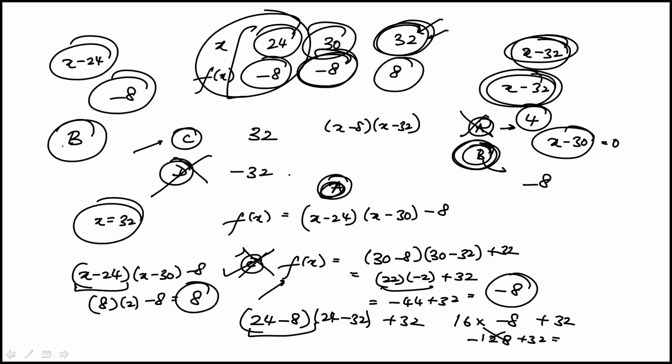So this is a little bit of trial and error in terms of testing these values, and you have to go about it based on which values made sense in terms of making those terms 0. So the answer here is choice B.